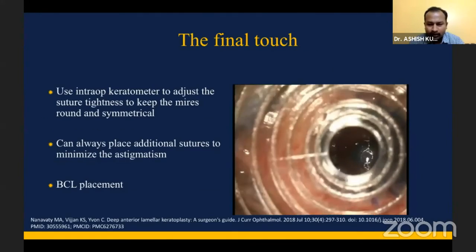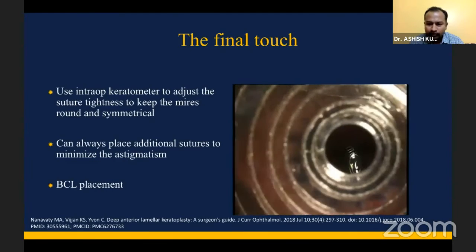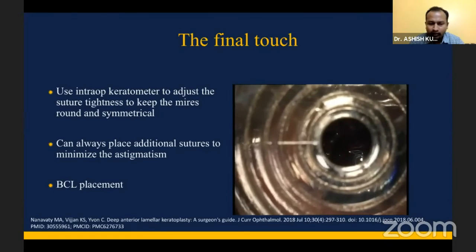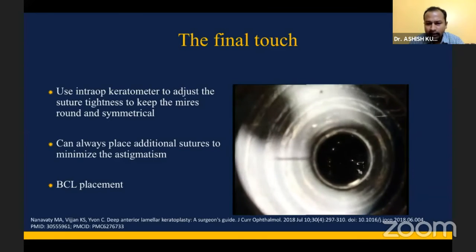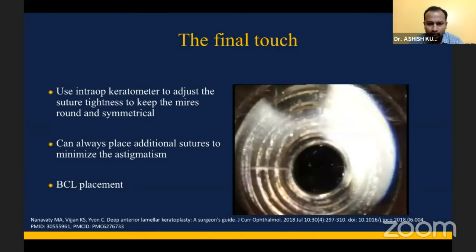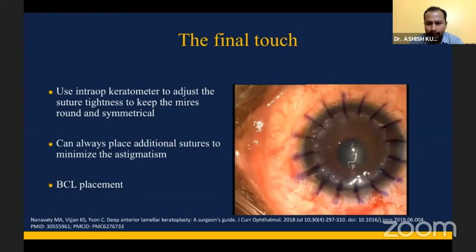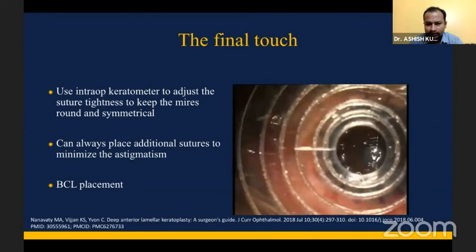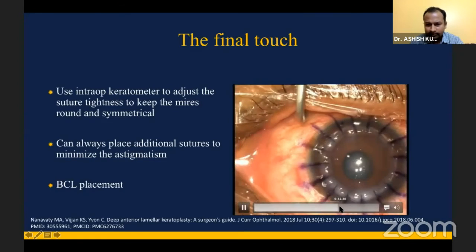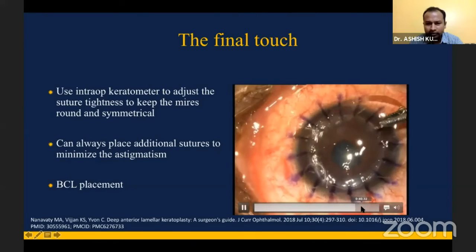So the final touch, Shom has already shown, use an intra-op keratometer. Just one point: before you use an intra-op keratometer, always keep the surface wet, because you'll be able to see the reflections of the mires much better. And if you're satisfied with the mires, you can go ahead, or you can put additional sutures or loosen those sutures. Okay. And once you have the sutures, you can put a bandage contact lens.